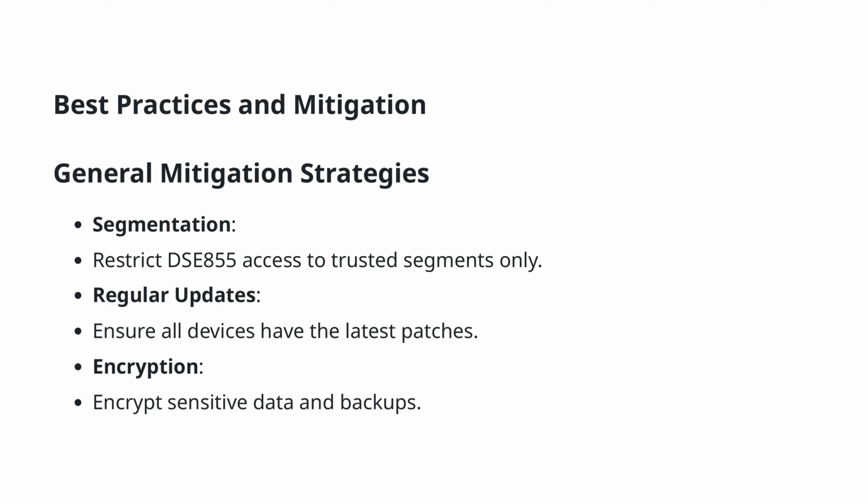Lastly, focus on encryption. Sensitive data, including backups, should be encrypted. Encryption protects this data from being easily accessed or tampered with by unauthorized individuals. By following these general mitigation strategies, segmentation, regular updates, and encryption, you can significantly enhance the security posture of your industrial facility and safeguard against potential threats.